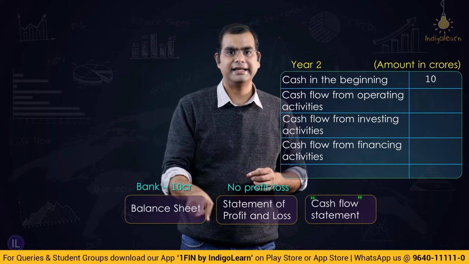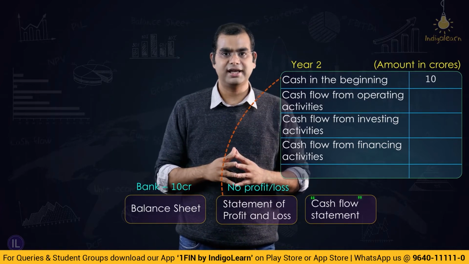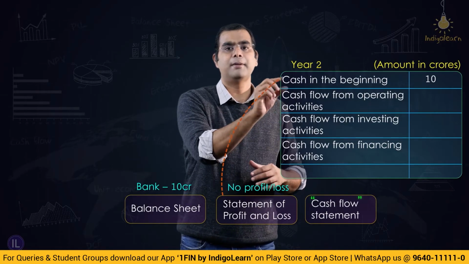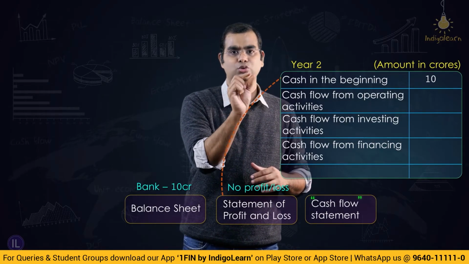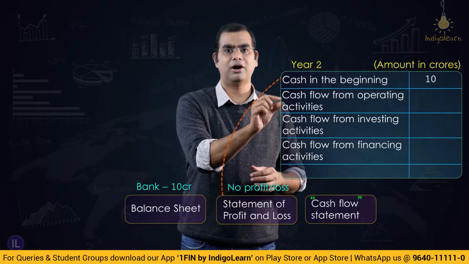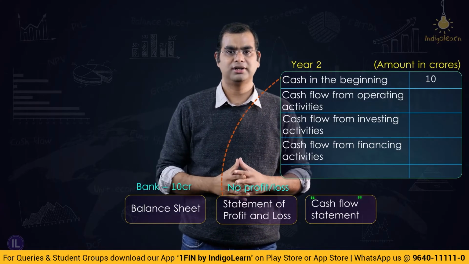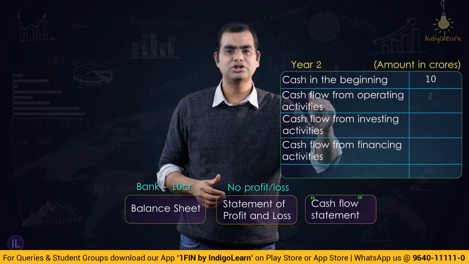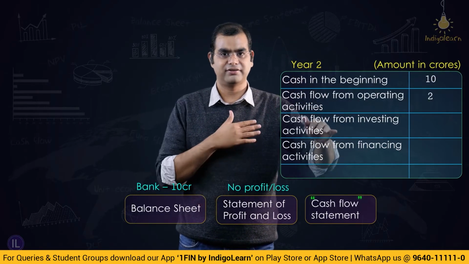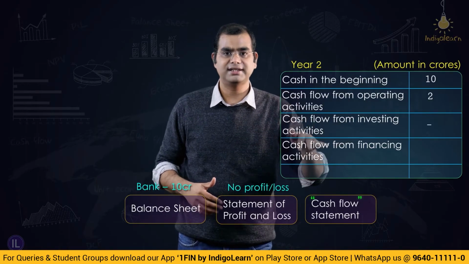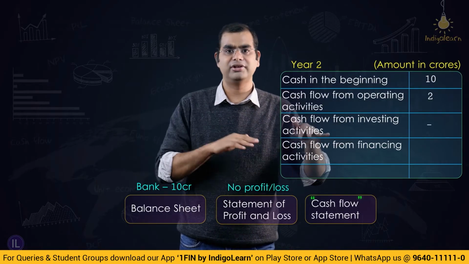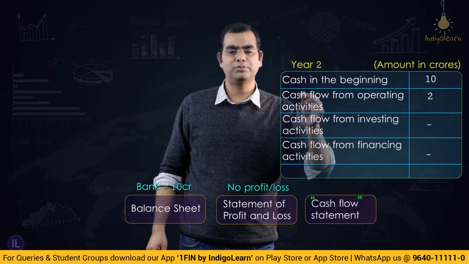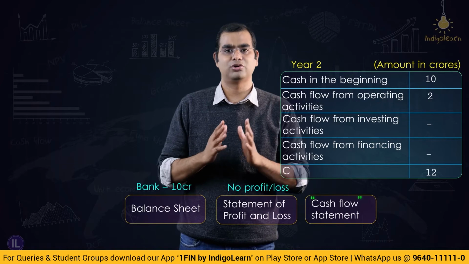So we can take directly that number and put it in the cash flow, and say we have assumed that there are no taxes, right? So we will say profits after tax 2 crores, or operating cash flow 2 crores. Then opening cash balance 10 crores, operating cash flow 2 crores, and there is no investing activity. This year we did not do anything, and there is no financing activity. We did not get any new capital, we did not repay any capital. So the closing balance is 10 plus 2 plus 0 plus 0 is equal to 12 crores.